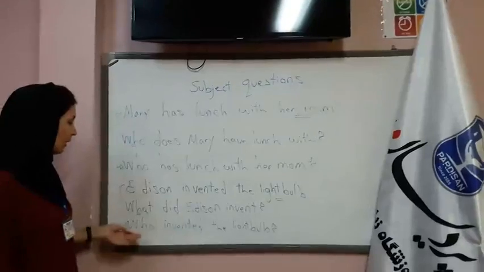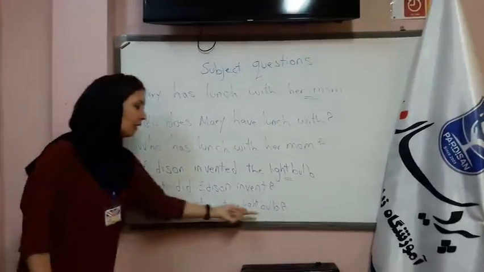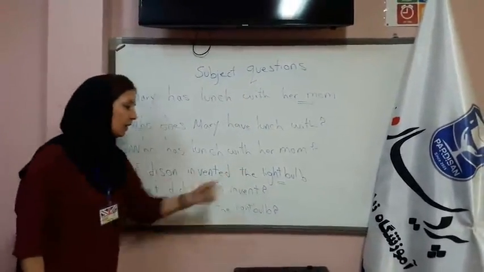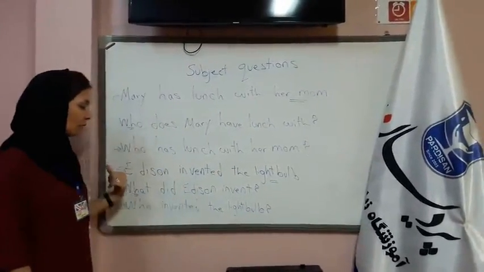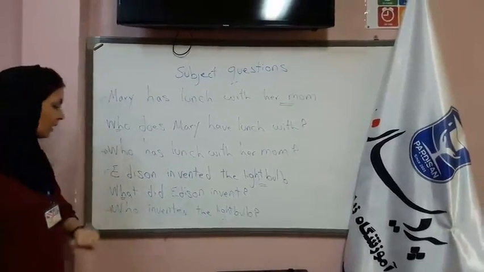But another example. Who instead of Edison? Edison is the subject. Who invented the light bulb? Edison invented the light bulb. We don't use any auxiliary verbs and we don't change anything. We just replace the subject with a question word.